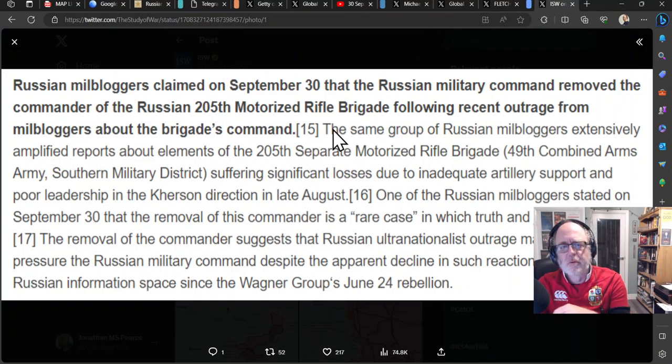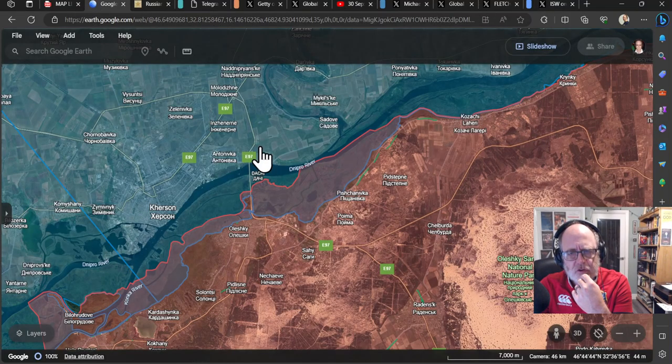So the same group of Russian mill bloggers extensively amplified reports about elements of the 205th suffering significant losses due to inadequate artillery support and poor leadership in the Kherson direction in late August. One of the Russian mill bloggers stated on September the 30th that the removal of this commander is a rare case in which truth and justice prevailed. The removal of the commander suggests that Russian ultra-nationalist outrage may still be able to pressure the Russian military command despite the apparent decline in such reactions in the wider Russian information space since Wagner Group's rebellion.